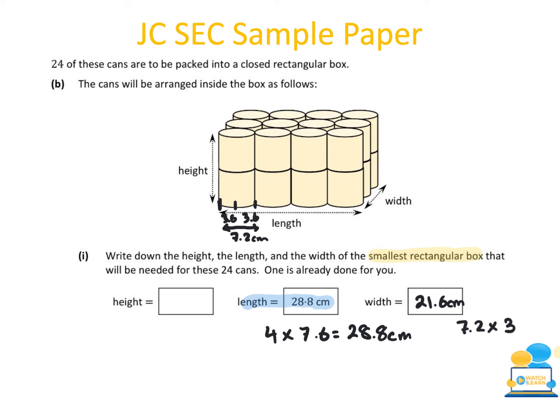Finally, our height will have to be done a different way, because we're not using the diameter here, we're using the height of the cylinder. The height of the cylinder from the previous question was 10 centimeters. So one cylinder goes up 10 centimeters. If there are 2 cylinders, it will go up another 10 centimeters, which gives us a height of 20 centimeters. So we now know that the height of our box that we will use to keep these 24 cans in is 20 centimeters. Our length, which was given, is 28.8, and our width is 21.6 centimeters.